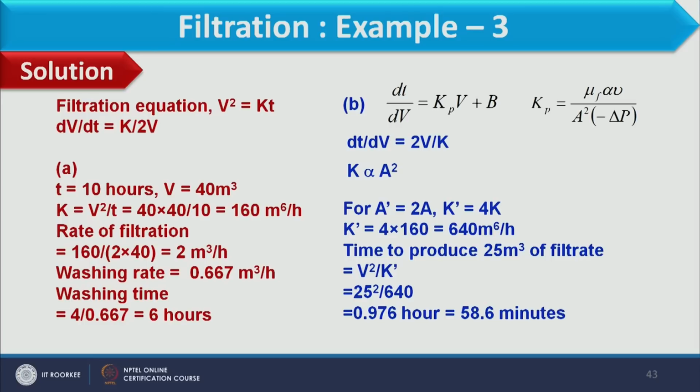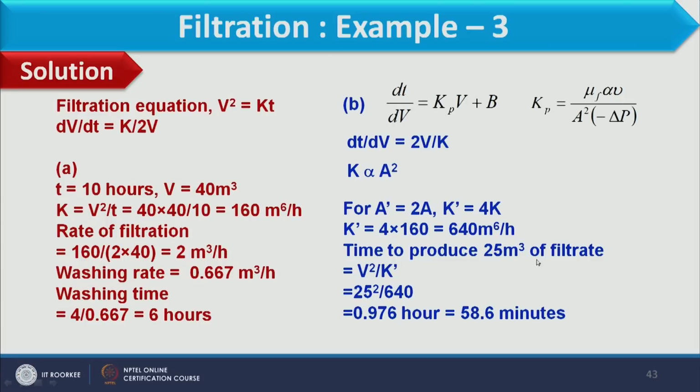Now, in part B, as it is a constant pressure phenomenon, the expression is dt by dV equal to KpV plus B, where Kp is defined like this. In the present problem, dt by dV should be equal to 2V by K. Now when we compare this equation with the above equation, we can correlate that K is proportional to area square. So when we double the area, the revised coefficient should be 4 times the previous one. So the revised coefficient value should be 4 into 160, because 160 is the previous coefficient value. So the final K dash should be 640 meter 6 per hour.